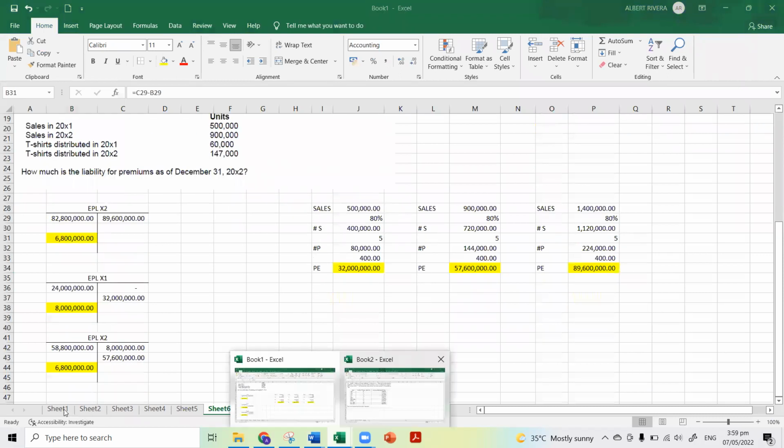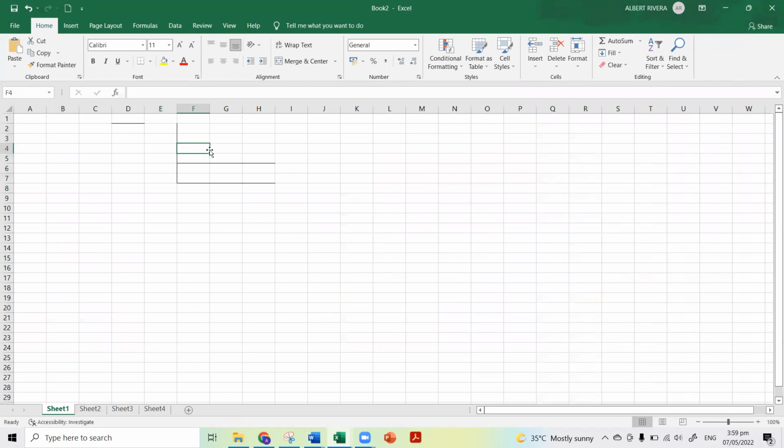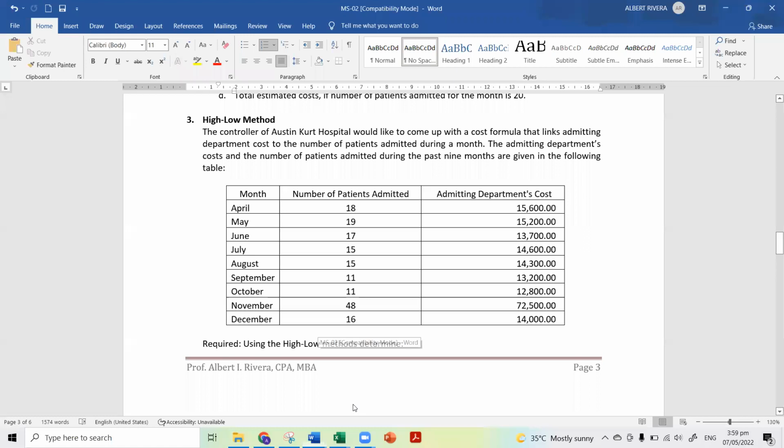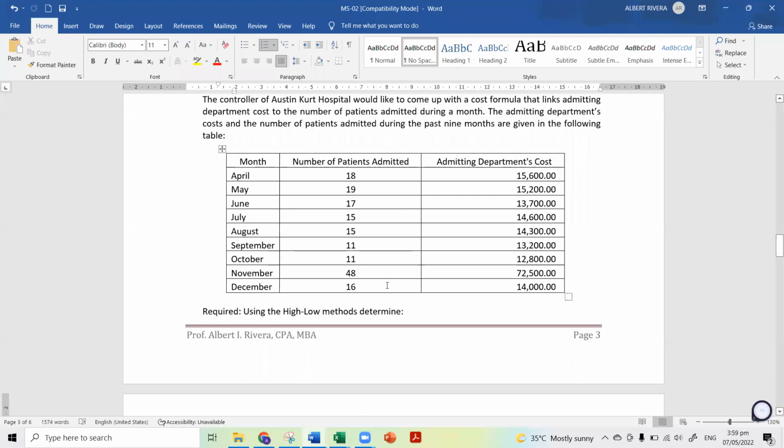This is your graph. O, di ba? Nandyan sila lahat eh. Nagkukumpulan dito. Nandyan sila sa 15 to 20, no? Tapos merong isang 48 na nandito na yon. 48. Okay? Meaning, that 48 is now outside the relevant range. Meaning, if you will use the high-low method, those items that are extremely low and extremely high are so-called outliers. And those outliers will not be considered in the computation.